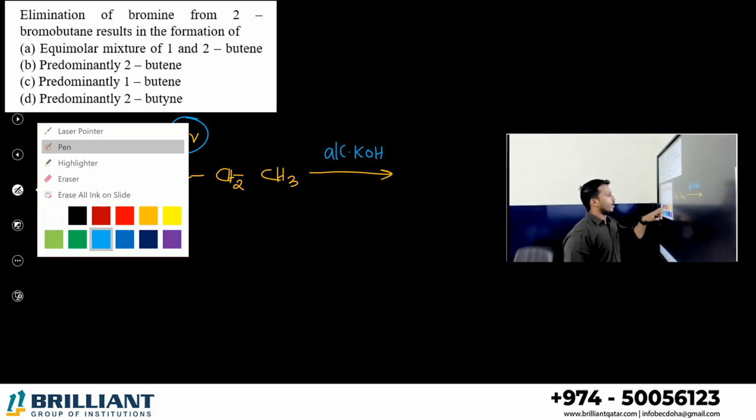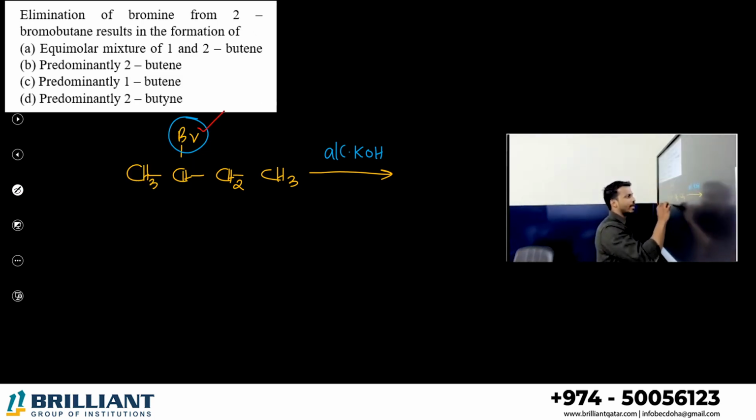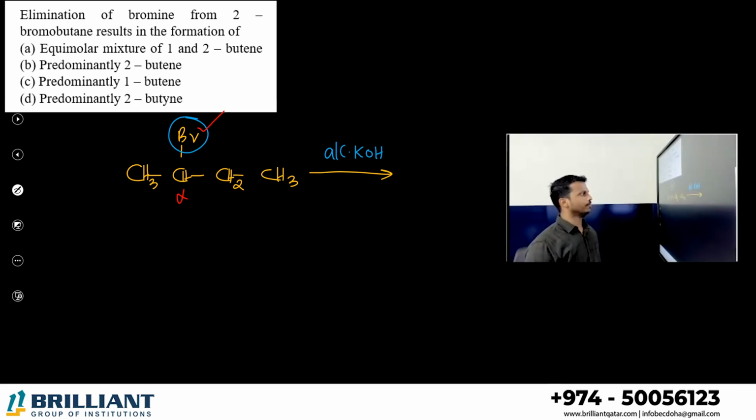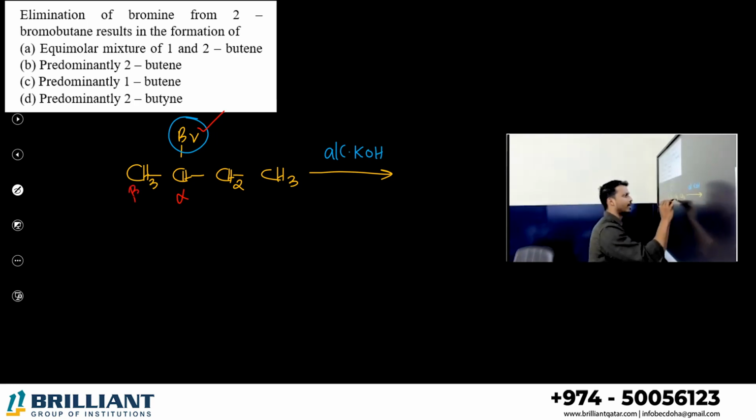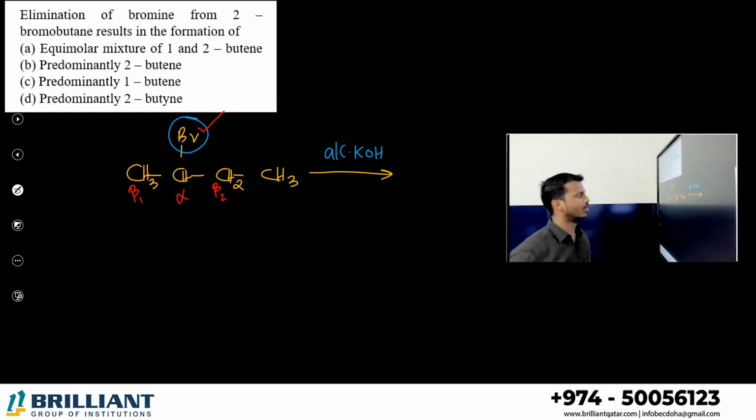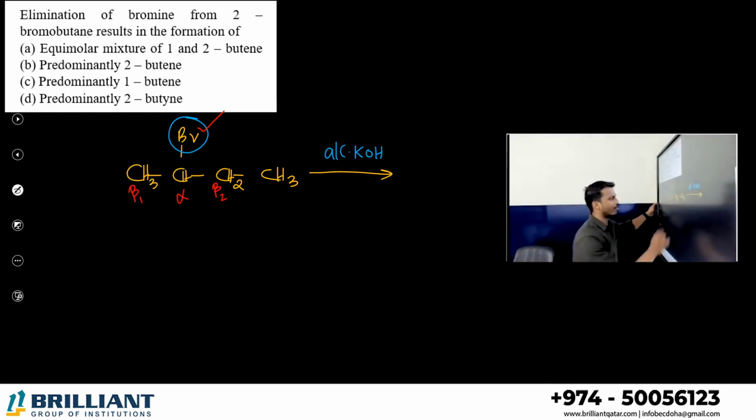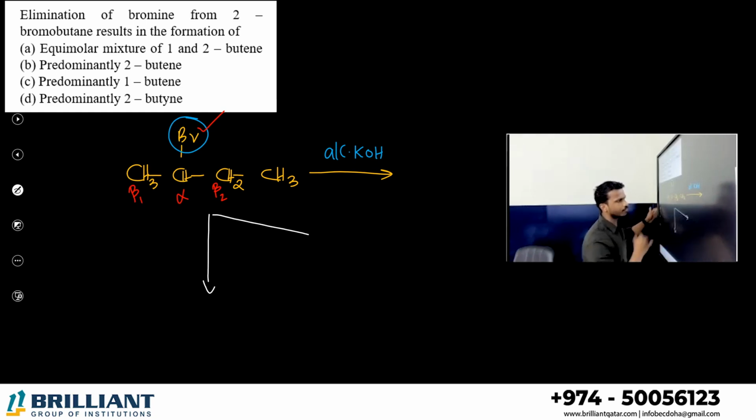Bromine you have to take from the alpha carbon, and a hydrogen from the beta carbon. How many beta carbons are there? Here one beta, here one beta. Let me call this beta 1 and this beta 2. You will get 2 products. Let me write the 2 products.